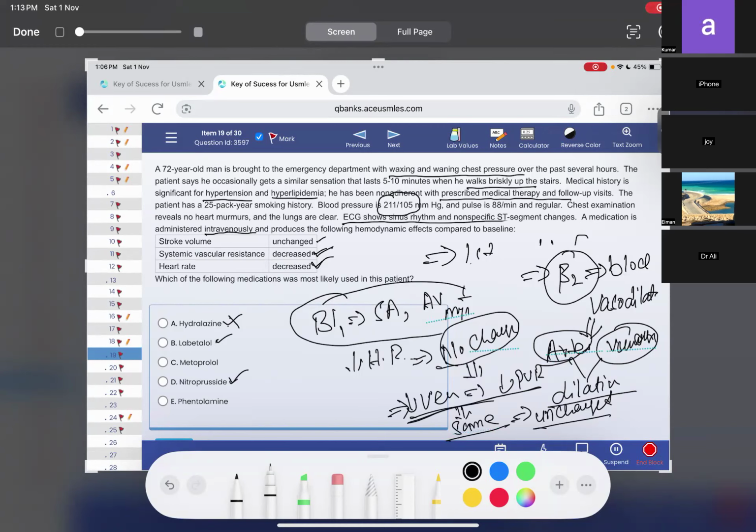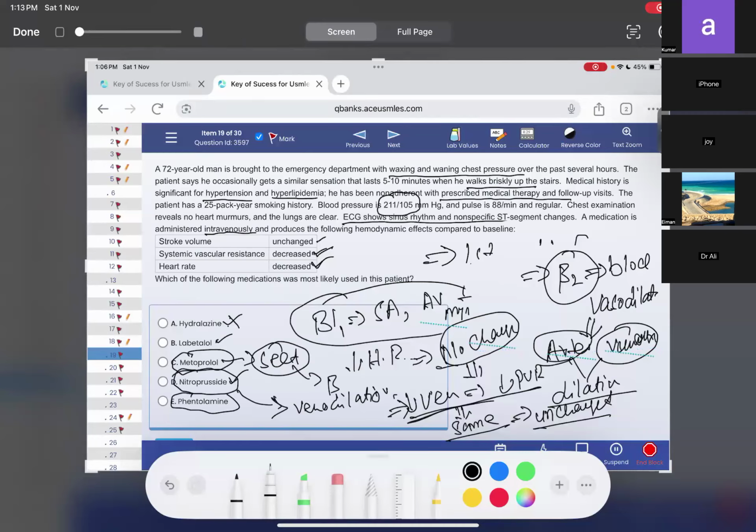Okay, so let's move to option C. Metoprolol is a selective beta blocker which will affect the heart, nothing to do with the blood vessels. And nitroprusside, as I have already told you yesterday, is a venodilator.